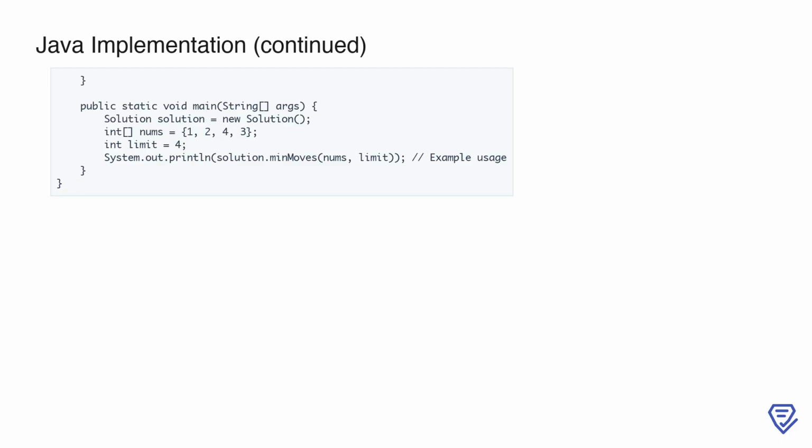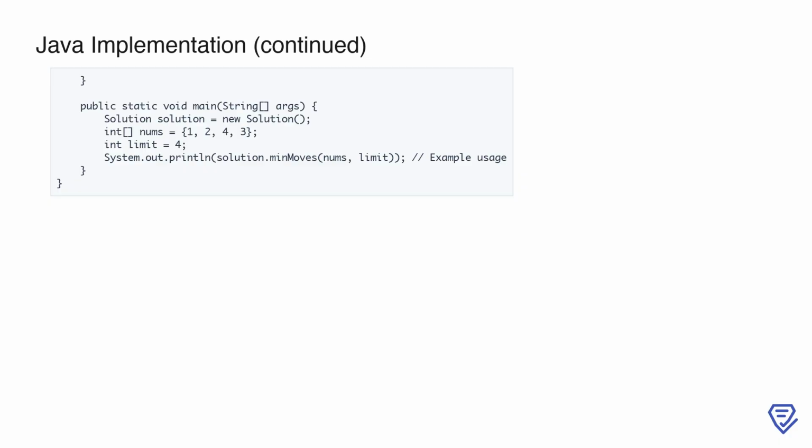For each x, we update the moves variable by adding the corresponding value from the delta array. We then check if the current number of moves is smaller than our previously recorded minimum, updating the result variable when necessary. Once the loop completes, we return result, which represents the minimum moves required to make the array complementary.